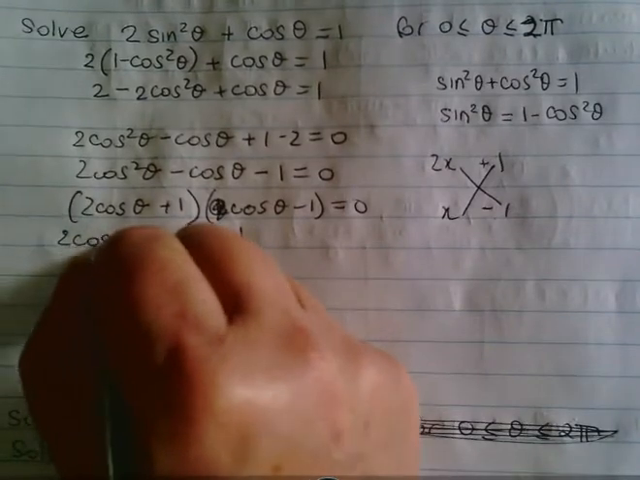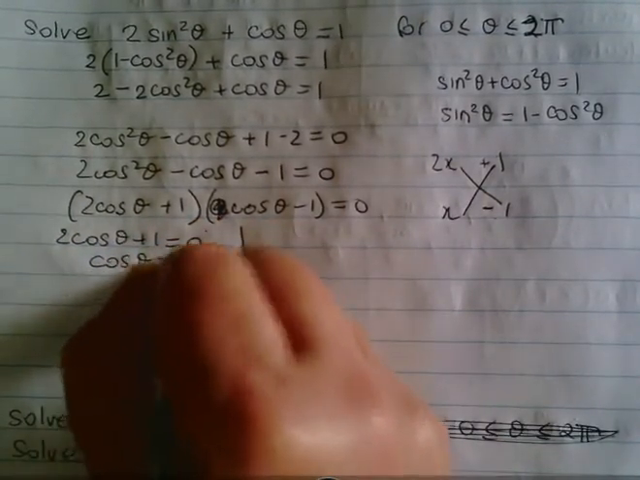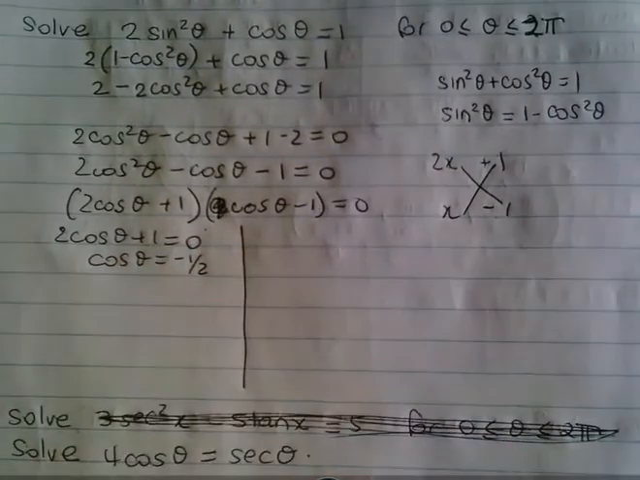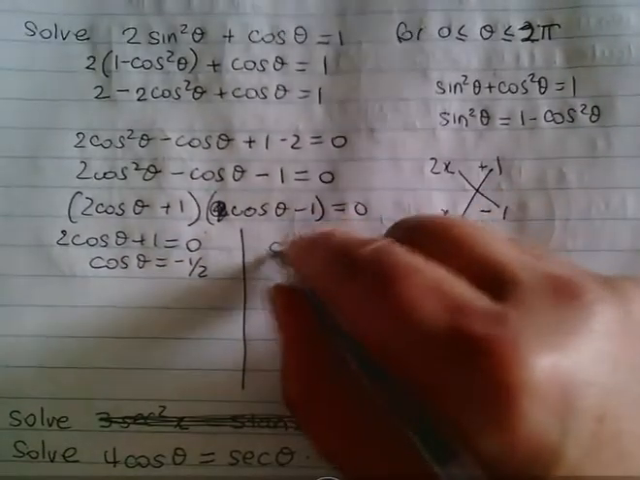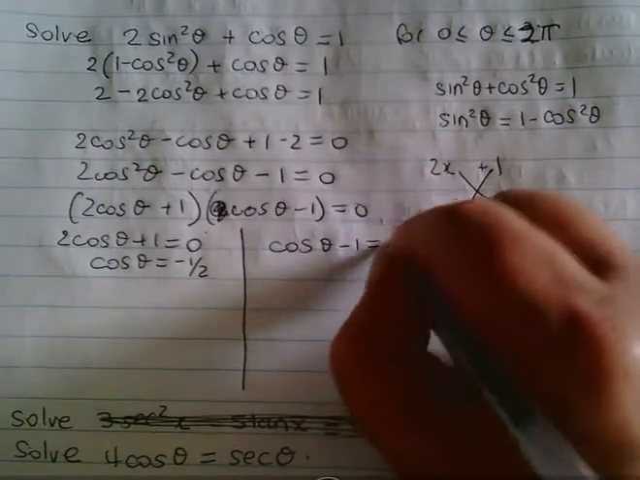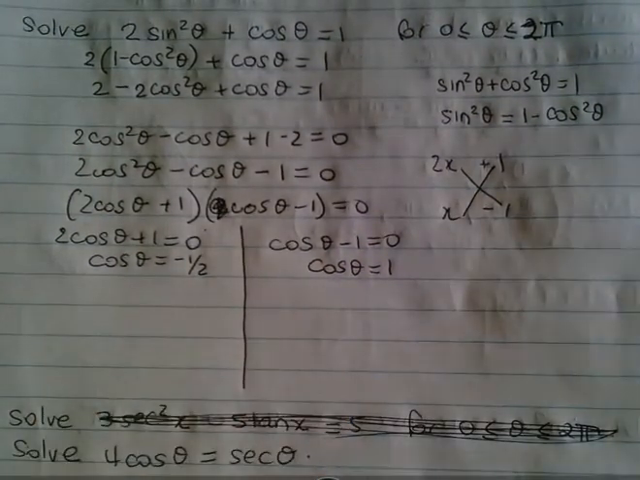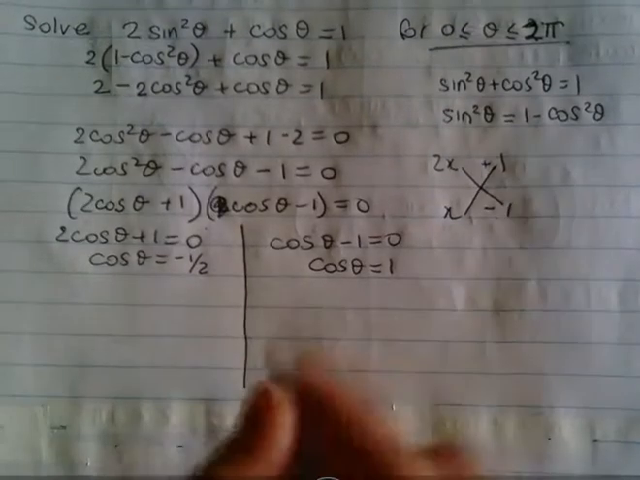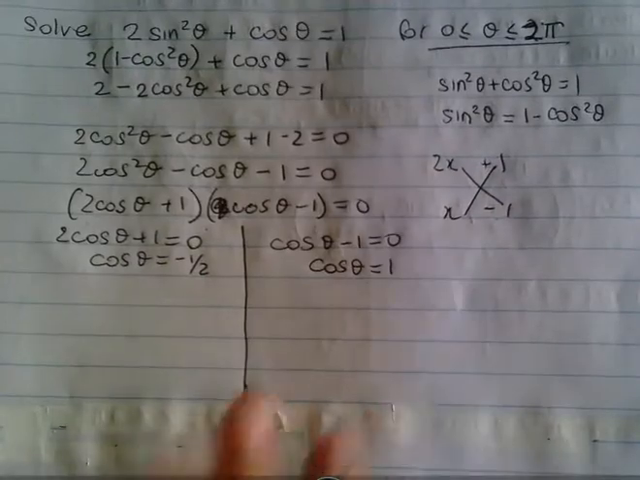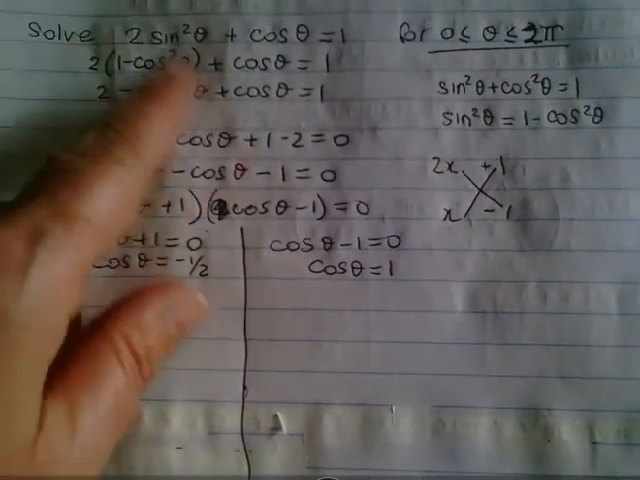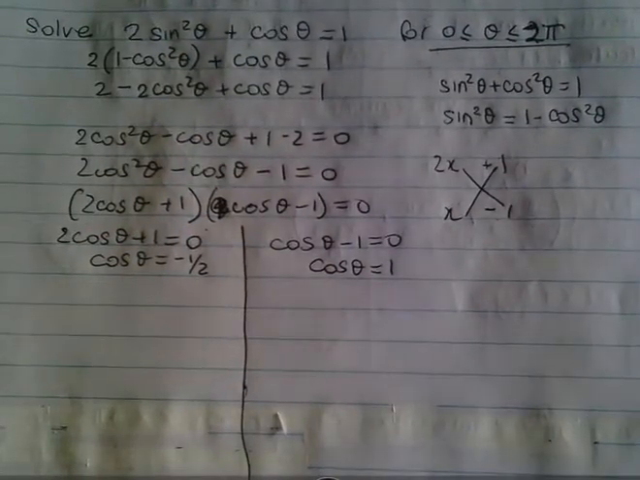So I've got that 2 cos theta plus 1 is 0, so therefore cos theta is -1/2. So I need to solve that. And over here I've got that cos theta minus 1 is 0, so cos theta is 1. And I need to solve that, going from 0 to 2 pi, just following the same steps again. So when you've got something with a squared, it's going to be a quadratic, okay?